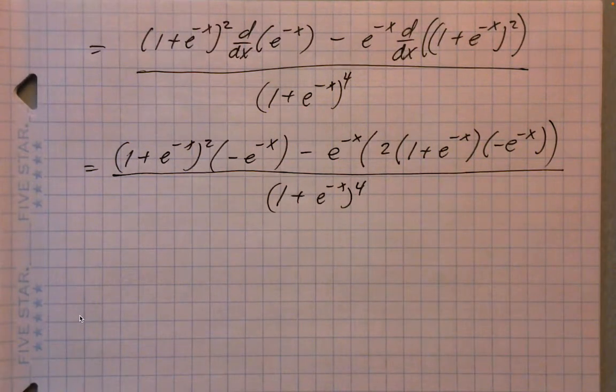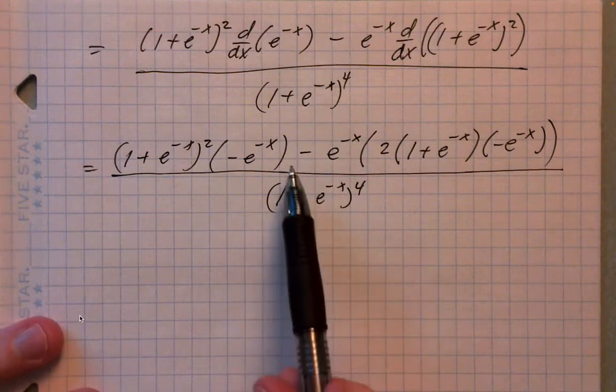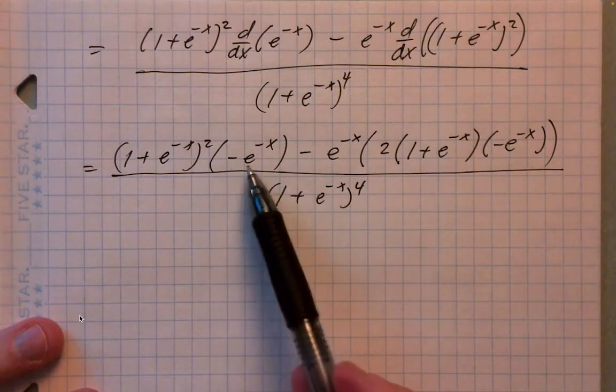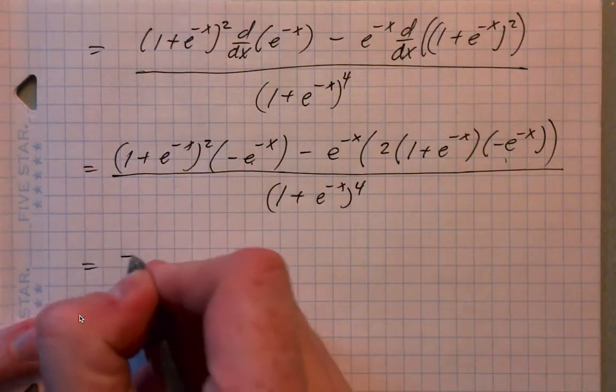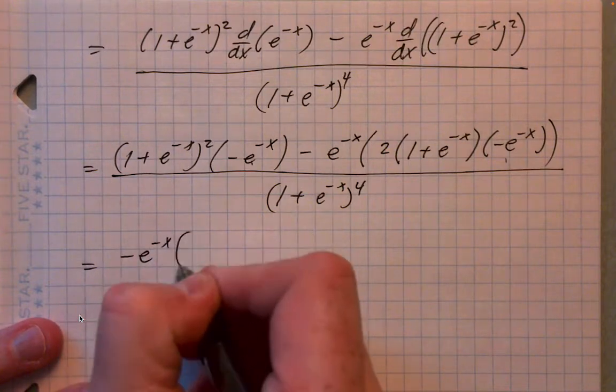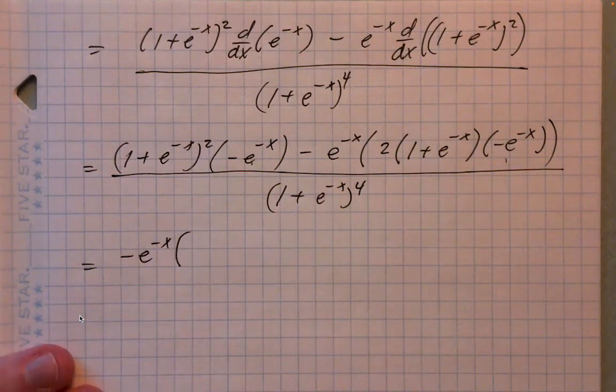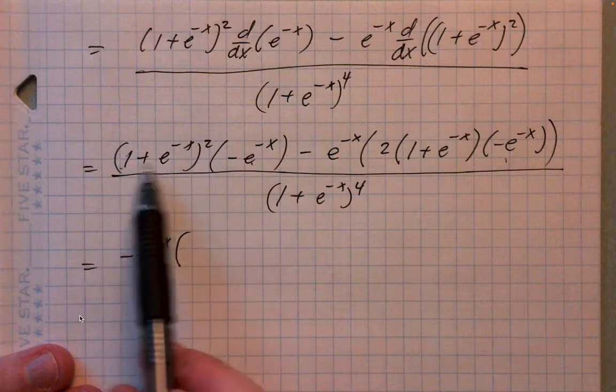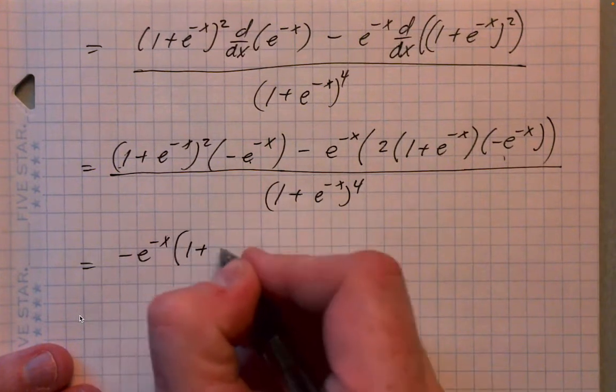Okay. All right, now we got to do a little cleanup here. So I can factor out the negative e to the negative x. Okay, so I can do that. And I can also factor out 1 plus e to the negative x. I'll do that too.